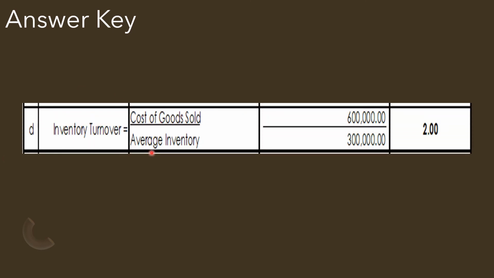For inventory turnover, it's simply your cost of goods sold over average inventory. Your cost of goods sold, that's your cost of sales. Similar lang yan, ha? Cost of goods sold is similar to cost of sales. So just look at your comprehensive income statement. It's listed as 600,000. Now, for those who are asking, ma'am, yung average inventory, paano yan nakuha? Simply look at your inventory for 20x0 plus your inventory on 20x1, add the both of them, and then divide it by 2. So you'll arrive at 300,000. 600 divided by 300, that's 2.